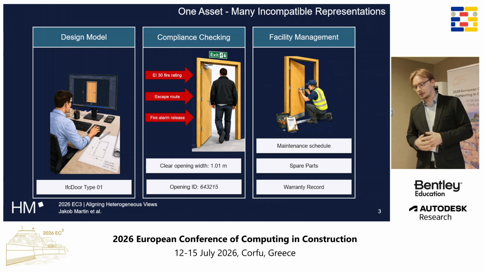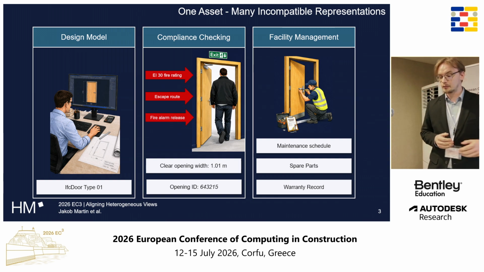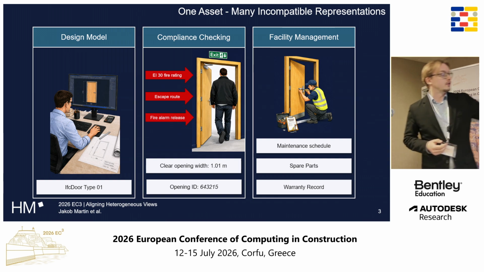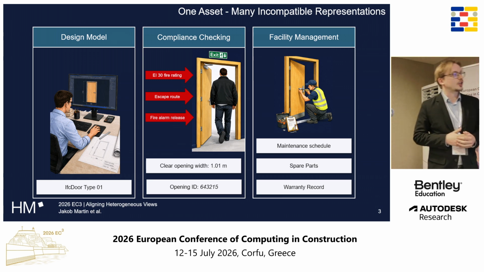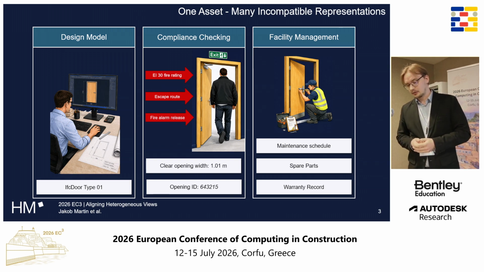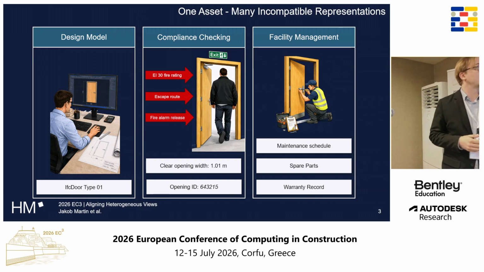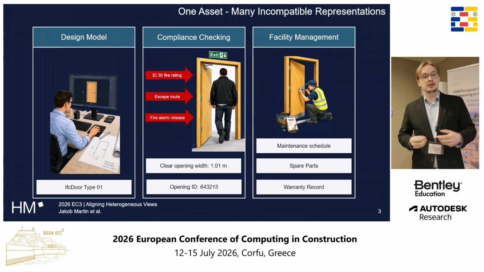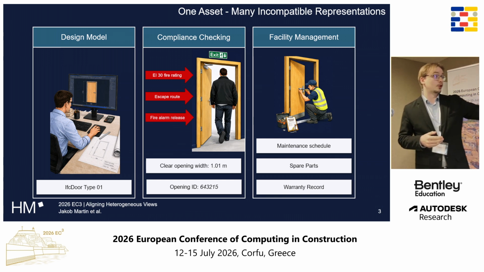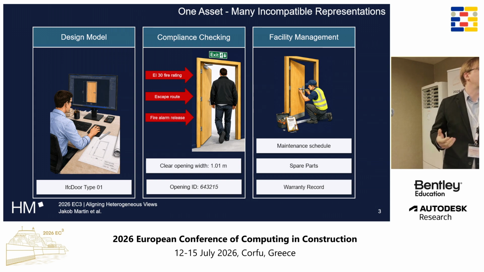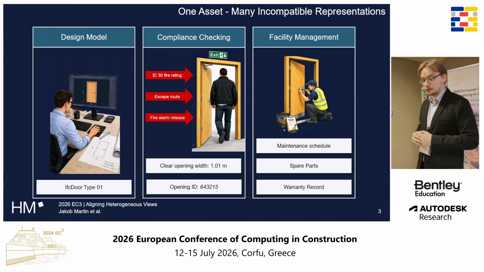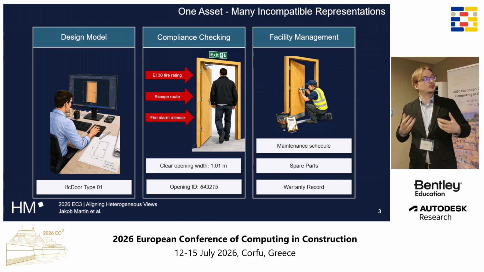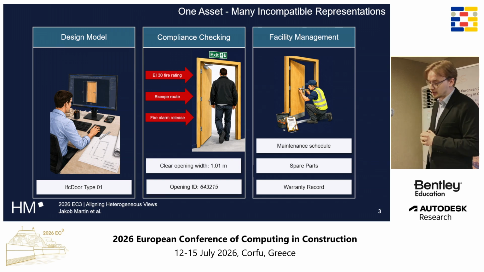To put this a little bit more into perspective, we find, for example, the design model on the left side, where an architect sits down and creates an IFC door type 1. In compliance checking, different requirements are added to this. Here we find, for example, the AE30 fire rating. And as soon as this door has been opened, because this is an escape route, there will be a fire alarm release, and we need a clear opening width. So these are the requirements, for example, for compliance checking.